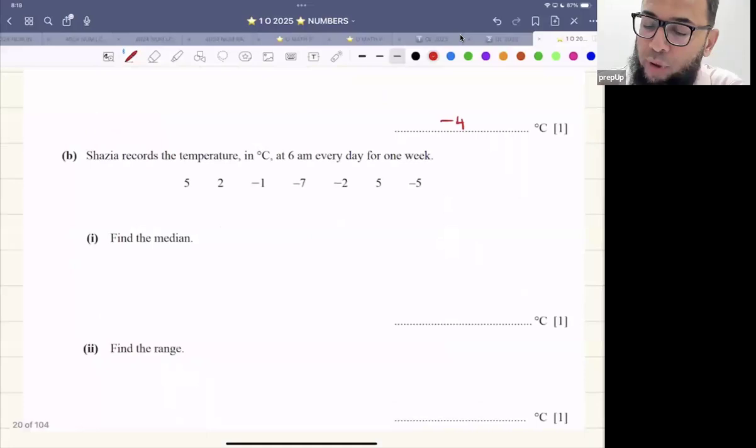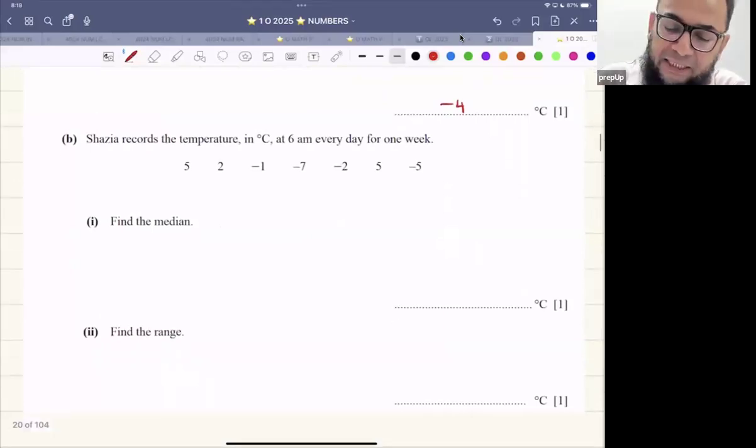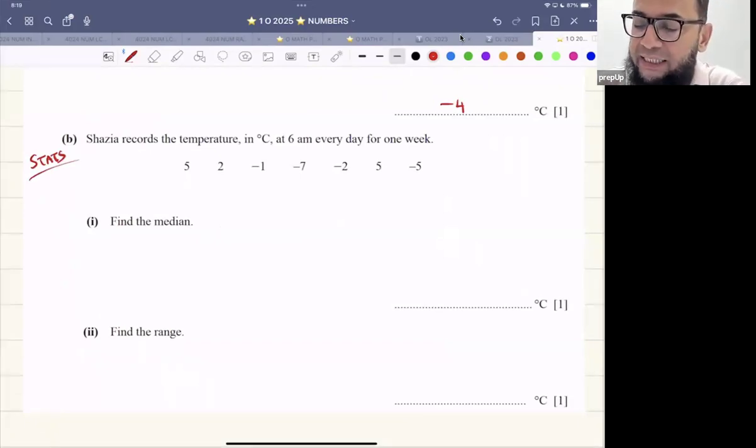Shazia records the temperature at 6 a.m. This is basically for stats, but since it just appeared, let's solve it out. Shazia records the temperature at 6 a.m. every day for 1 week. Find the median. For median, arrange it in ascending order, starting with the lowest. So negative 7 is there, negative 5 is there. Let me just write it like this. So negative 7 is there.